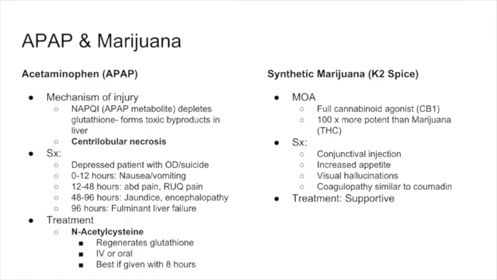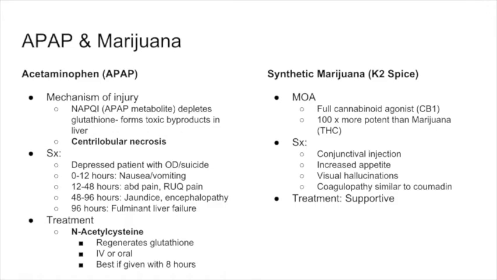The treatment, as you know, is N-acetylcysteine, which regenerates glutathione. It can be given IV or oral, and it's best if given within the first 8 hours. Acetaminophen is very important to know because it can be very toxic, but also high yield for Step 1.